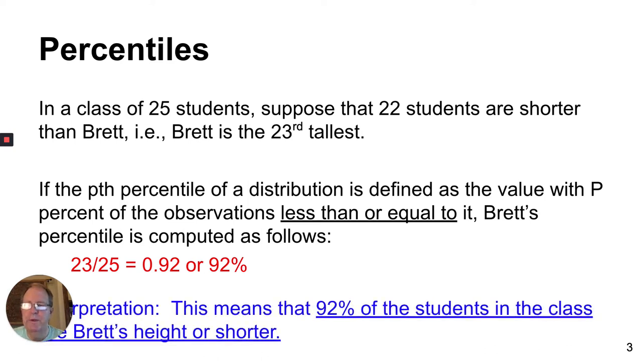How do you interpret this? Well, this means that 92% of the students in the class are Brett's height or shorter. In stats, being able to interpret a statistic is very important. So pay attention to these interpretations. We will be asking you to interpret statistics on our exams.